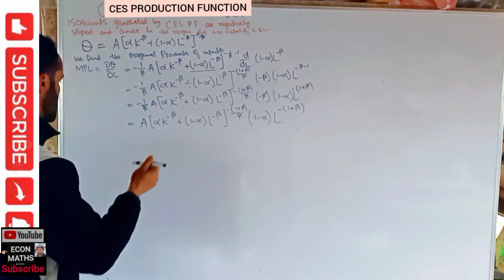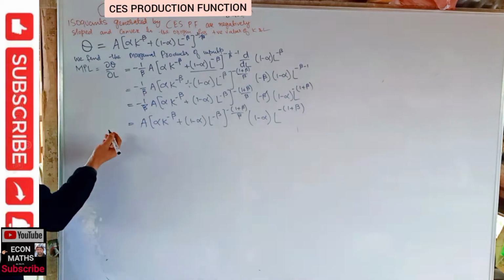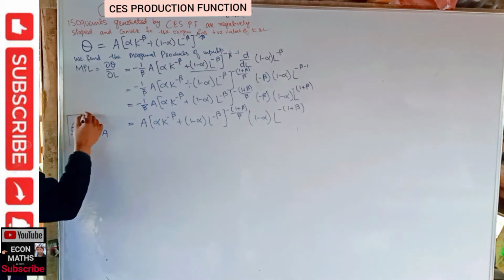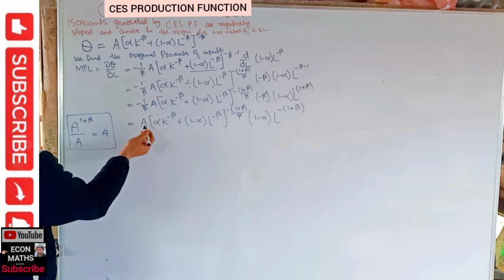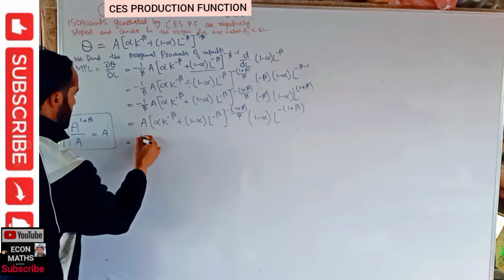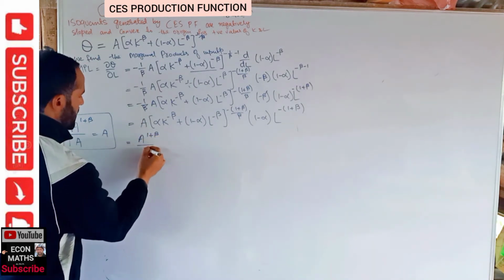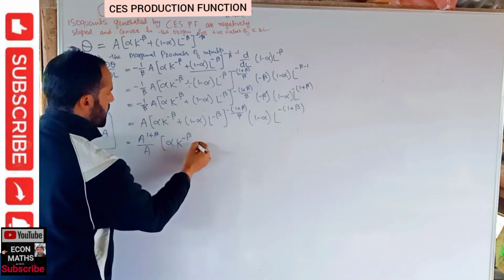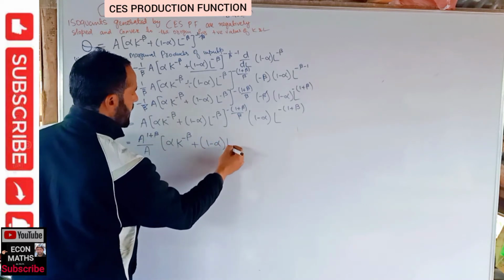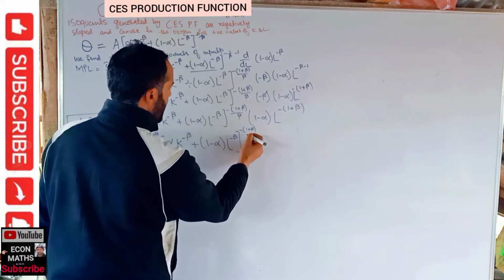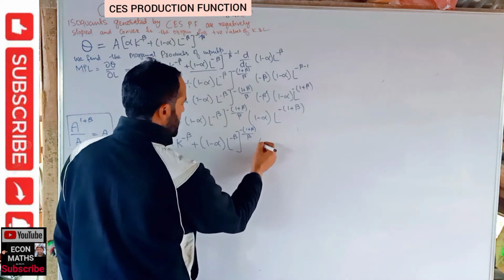Now what will we do? Let us suppose we write in place of A, A to the power 1 plus beta divided by A, because it is also equal to A. In place of A we write this, because this will become also A. So I will write here A to the power 1 plus beta divided by A, and here we have alpha K to the power minus beta plus 1 minus alpha L to the power minus beta, to the whole power minus 1 plus beta divided by beta, and we have 1 minus alpha.